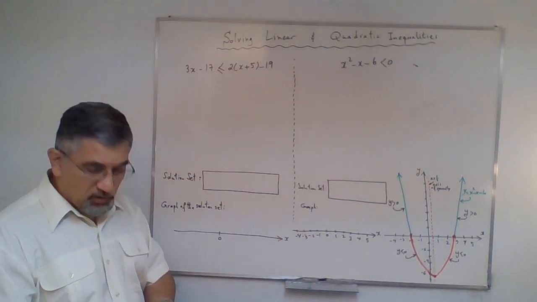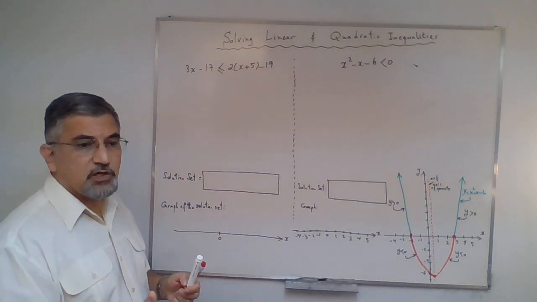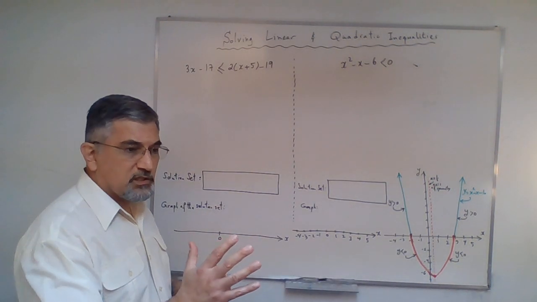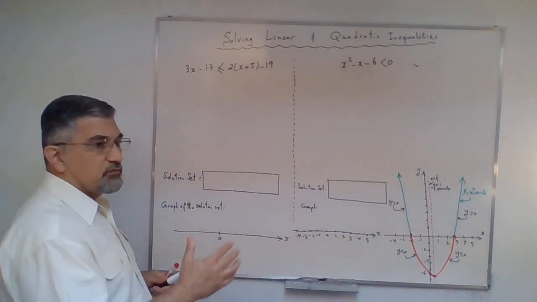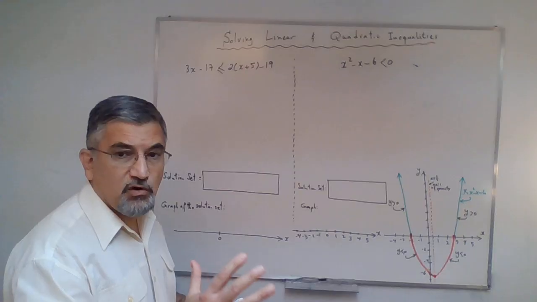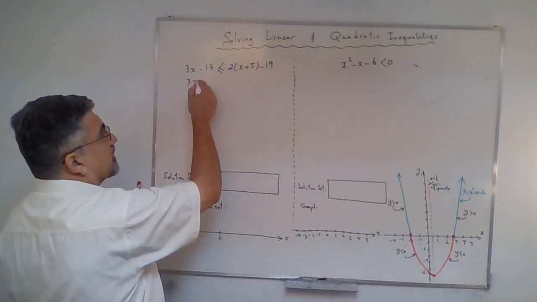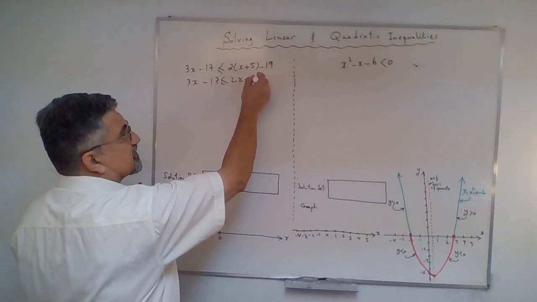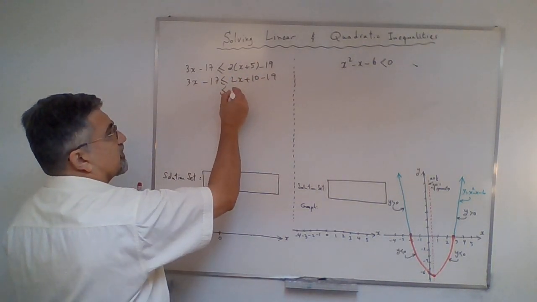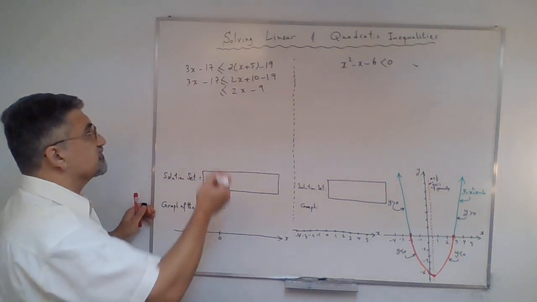So first I want to solve this inequality. Just like with equations, I'm going to bring all the letters to one side and all the numbers to the other side. So we are isolating the variable on one side of the inequality. And we get 3x minus 17 on the left, and on the right 2x plus 10 minus 19. So this is 2x minus 9 if you collect like terms.